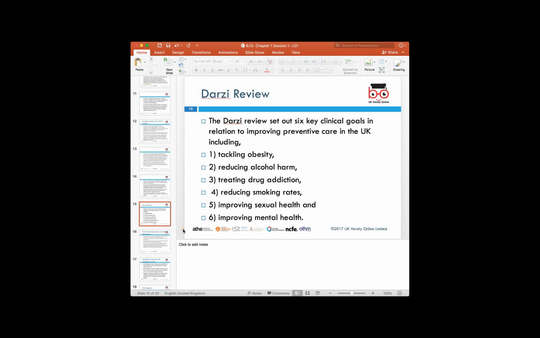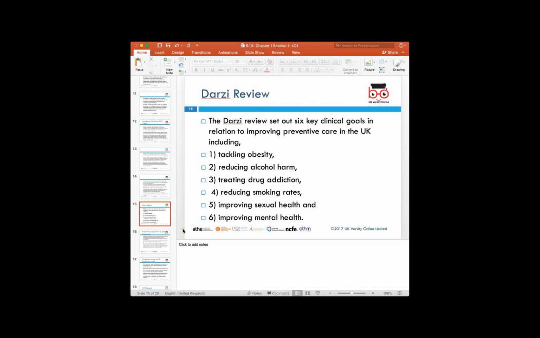Now, there are certain reports which are good to look at as additional reading, and these reports help you understand how healthcare policy formation happens, what goals are set, and why these changes are brought in. One such report, on which I put 1 or 2 slides, is the Darzi report, which talks about the 6 key clinical goals which were set up in the case of preventive care after 2010.